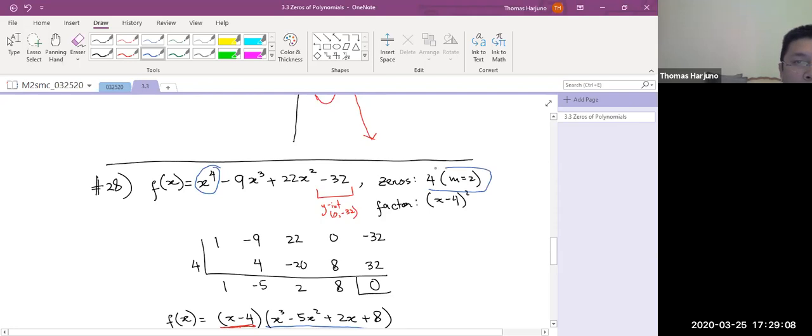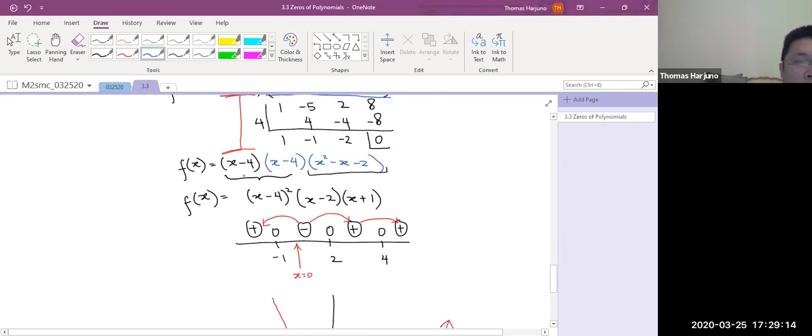Now I use these two zeros to reduce this polynomial to the factors that we know, x minus 4 squared, and the remaining part here. Because it's degree 2, I should be able to factor it. In case we cannot factor it, we can use the quadratic formula or the completing the square method.